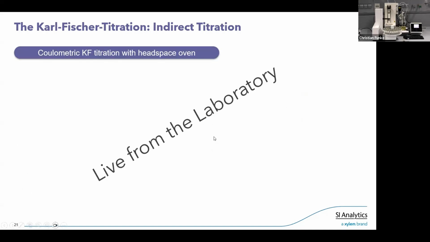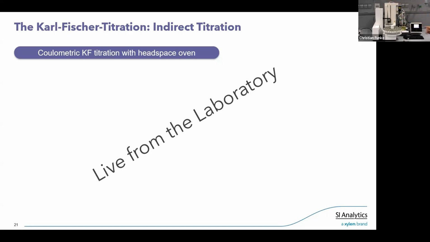Okay, so going back to the laboratory, you can see now here such an oven system. In this case, we have the titrator here, which is, let's say, a normal Karl Fischer coulometric titrator, and the system already runs, so we can see it working. We have an oven and we have a sample changer.